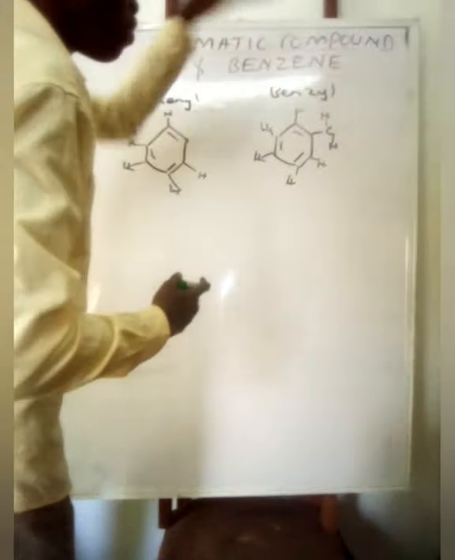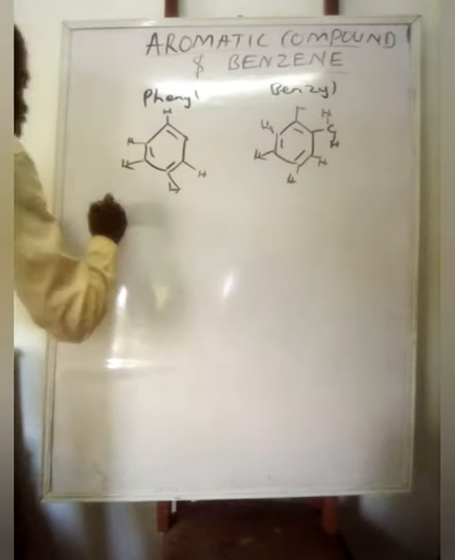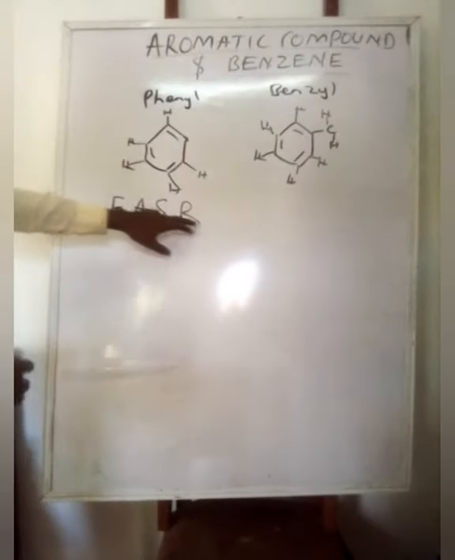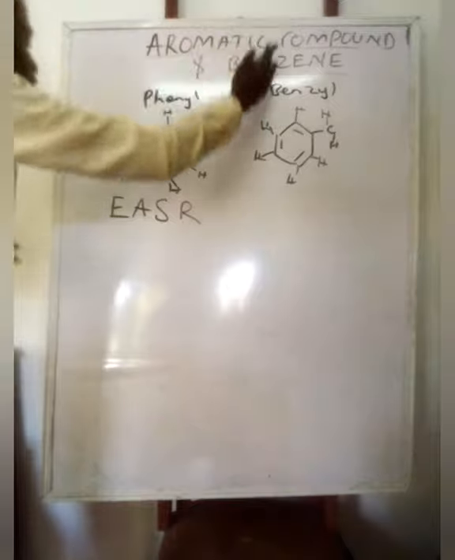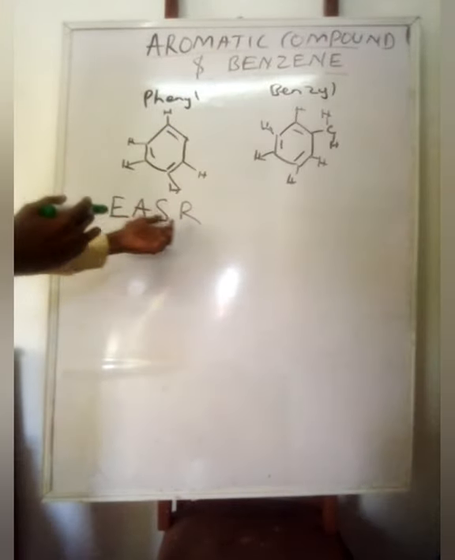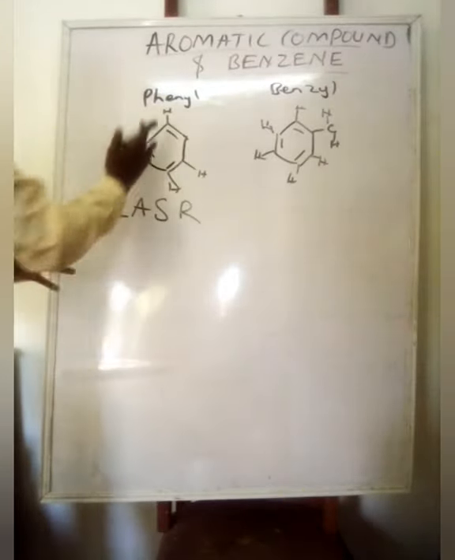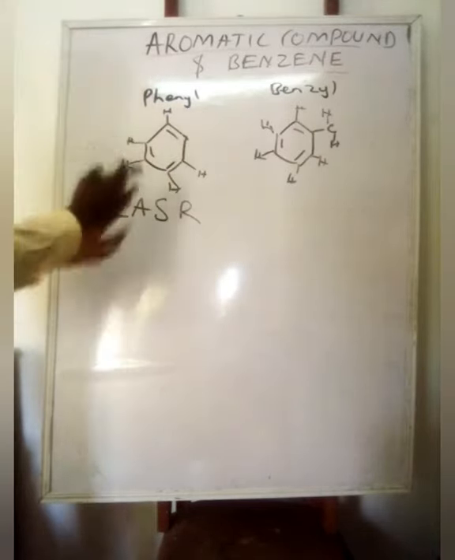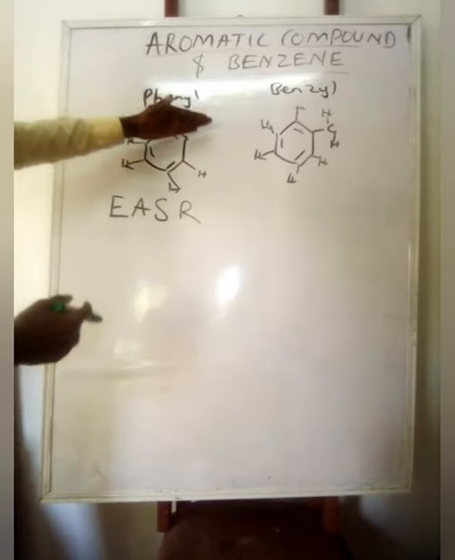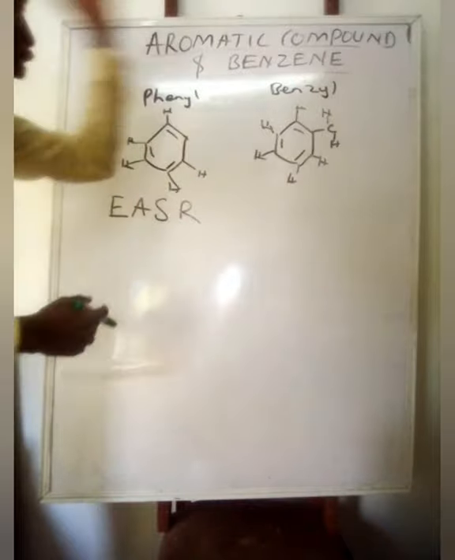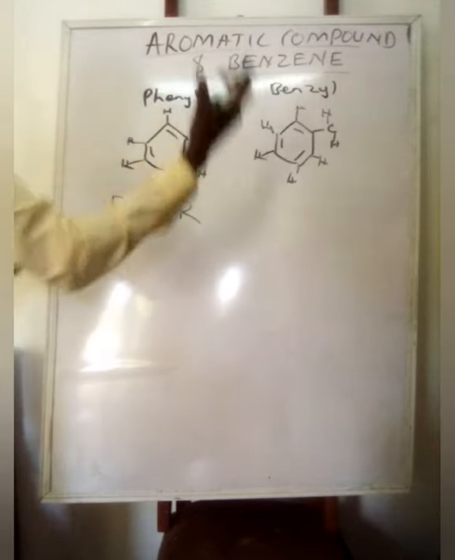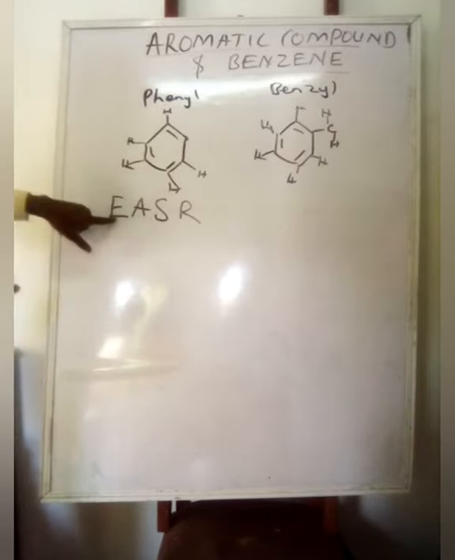Now let's talk about the reaction of benzene. Benzene undergoes electrophilic aromatic substitution reaction. Why does benzene undergo electrophilic aromatic substitution? Because benzene does not want any reaction that is going to damage its structure, this closed ring. It doesn't want any catalyst or reaction or product that is going to damage this structure. That's why benzene undergoes substitution reaction. I talk about electrophilic aromatic substitution reaction, which means the compound coming into the benzene is an electrophile.